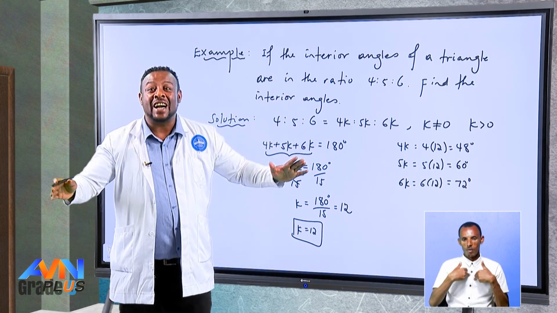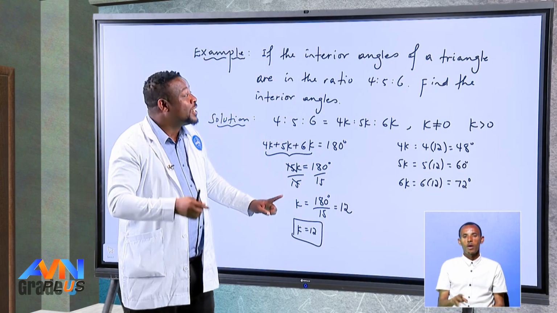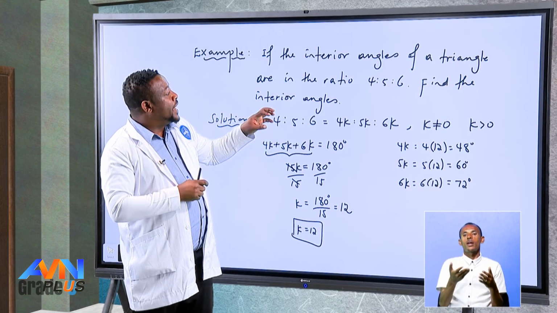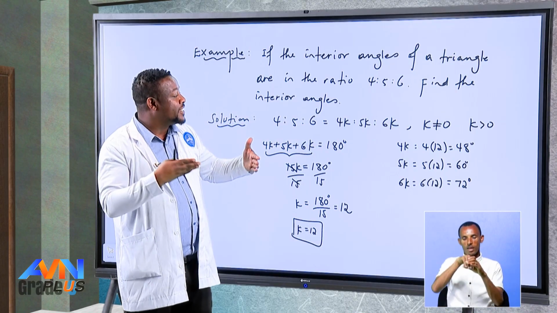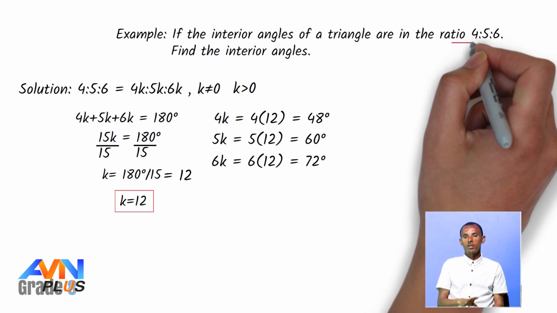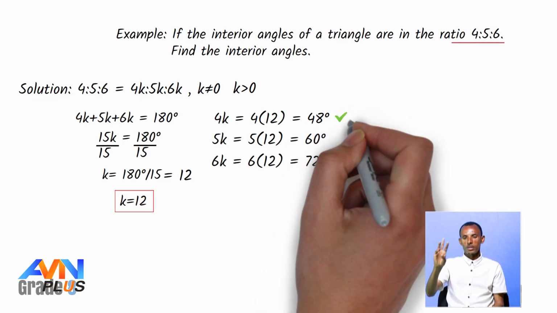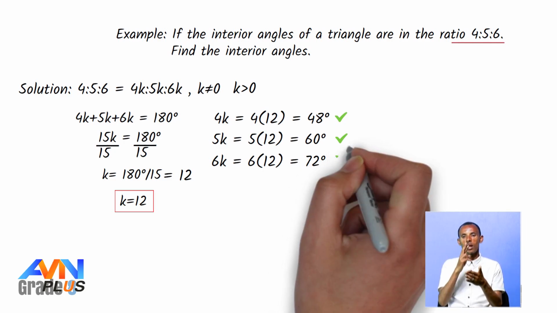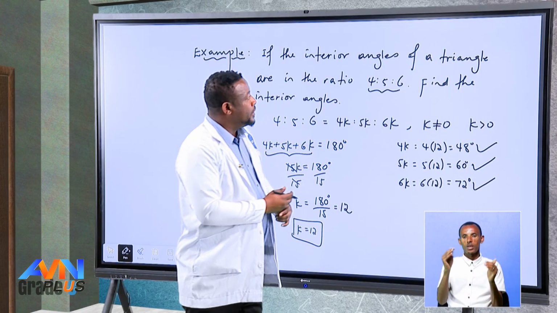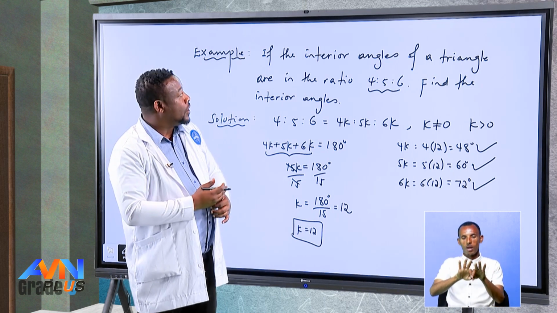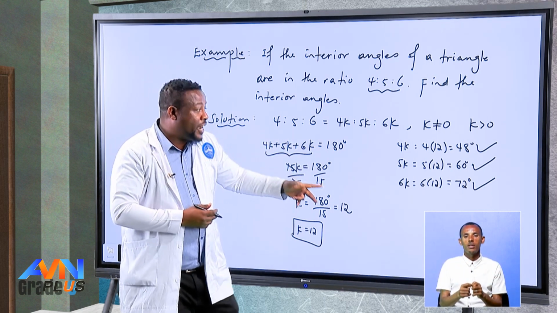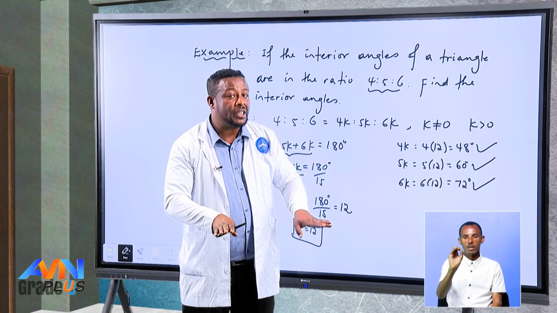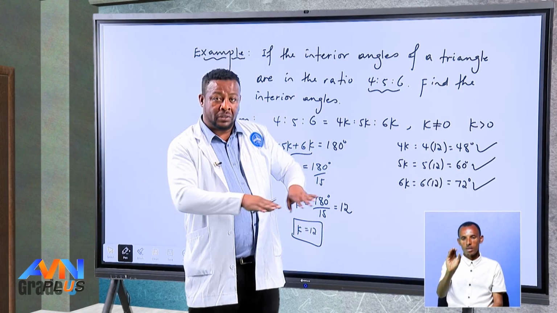Now, we have already answered the question. We were asked to find the interior angles of a triangle where the interior angles are in the ratio 4:5:6. Now you can check whether our answer is correct or not. These are the three required angles of the triangle. As you can check, the sum of all three must be 180 degrees. If the result is different from 180 degrees, the answer is wrong.